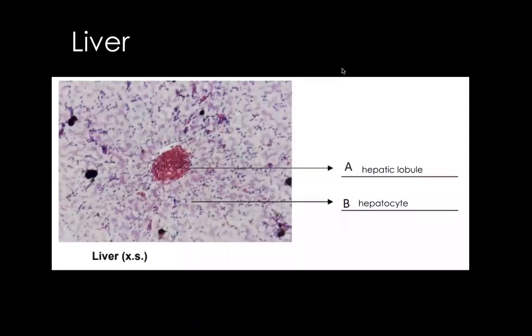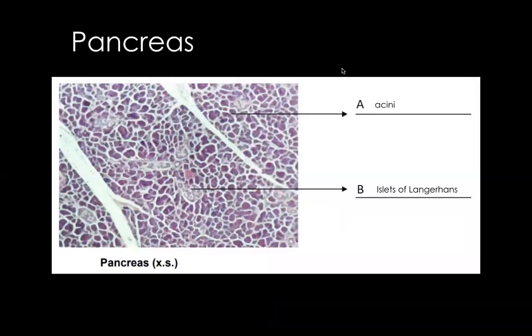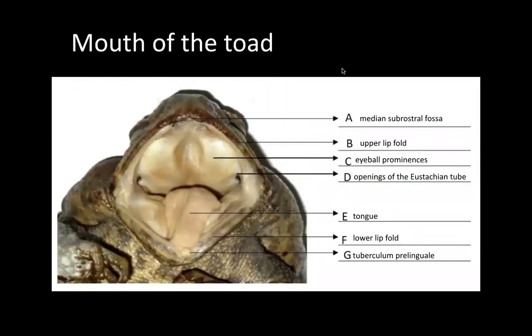So for the first photomicrograph showing a cross-section of the liver, the structure pointed at A is the hepatic lobule, as we discussed during the pre-lab last meeting, and the cells pointed at B would be the hepatocyte. For the cross-section of a pancreas, the structure at A would be the functional unit called the acini, and B would be the functional unit or the group called islets of Langerhans.